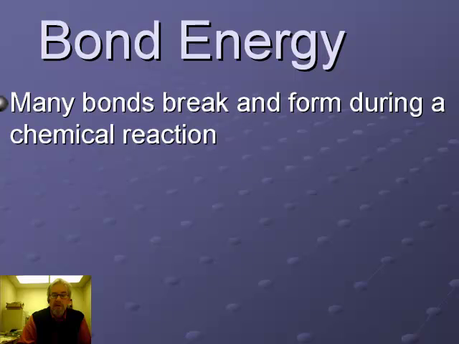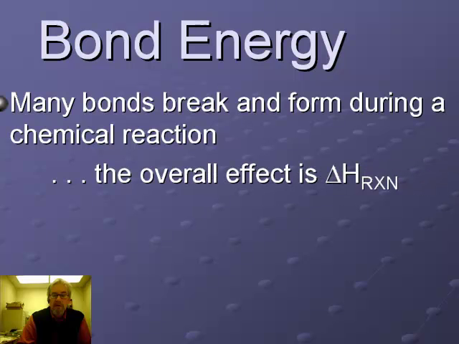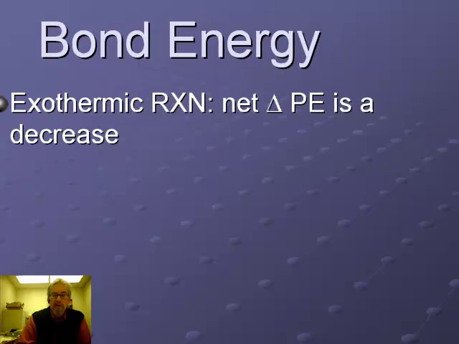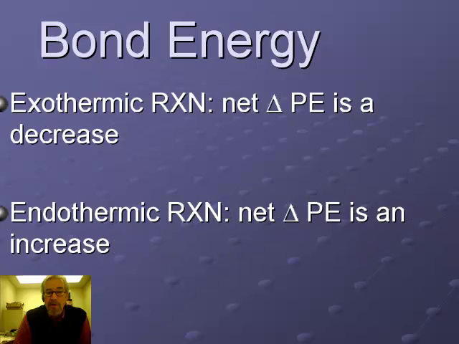When a chemical reaction takes place, many bonds break and many bonds form during the chemical reaction. The overall effect is the delta H of the reaction. That's why some reactions are exothermic and some are endothermic, because if they're exothermic, it takes less energy to break up the bonds in the reactant species than is released when the bonds form in the product species. If they're endothermic, it's just the opposite. You have to put more in to break up the reactants than you get out when the products form.